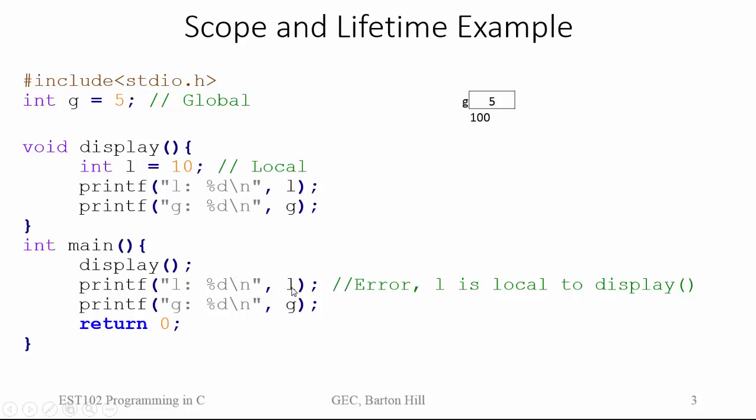This is because L has local scope and its lifetime is only till the control remains inside the block in which it is declared. And then we are printing g. Since g is global, we can access g here, so 5 will be printed. After that, the return 0 statement will be executed, and the function will finish, returning a value 0.